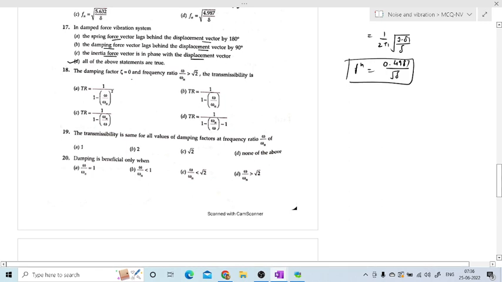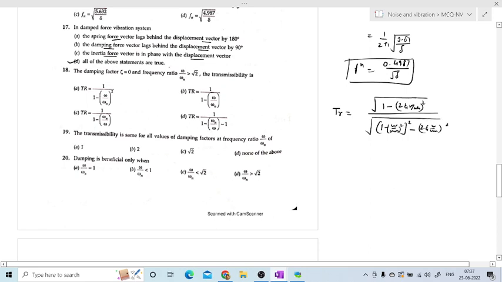Now the damping factor zeta is 0. Then the frequency ratio omega by omega n is greater than root 2. What will be the value of transmissibility? So I'll write the formula for transmissibility here. It is root of 1 plus (2 zeta omega by omega n) whole square, divided by (1 minus (omega by omega n) square) whole square plus (2 zeta omega by omega n) square.